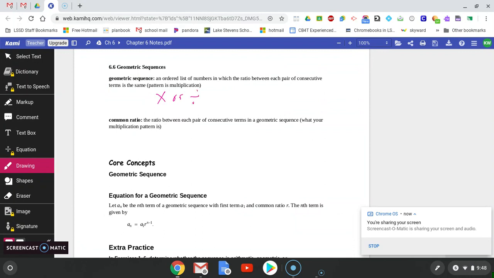Okay, so it's an ordered list of numbers. Remember, the list does have to be in that order, otherwise you've changed what your sequence is. And it says the ratio between each pair of consecutive terms is the same. That's another way of saying it has a multiplication pattern.